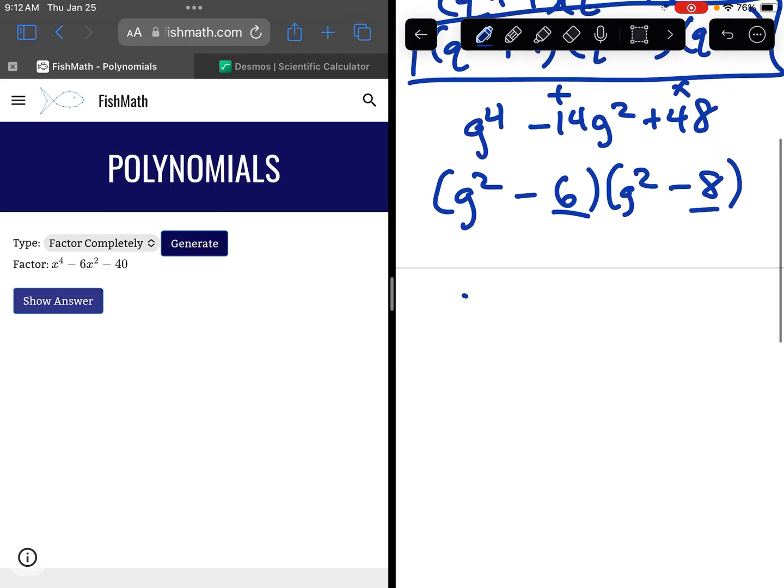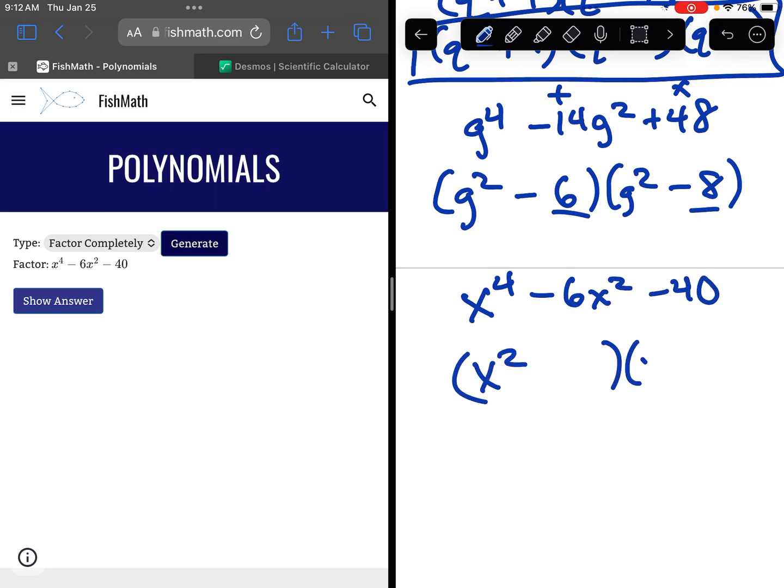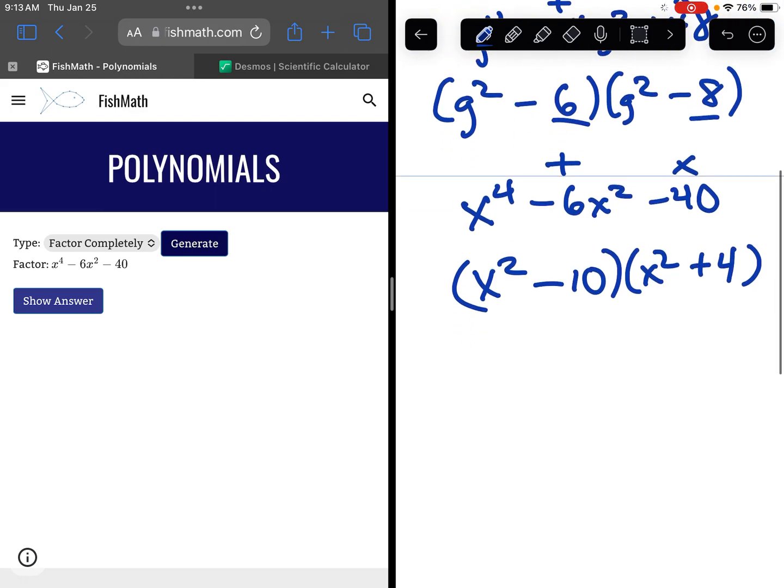Let's try some more. Let's look at this one. x to the fourth minus 6x squared minus 40. Again, very similar. We're going to use x squared in each one, multiplying to negative 40, adding to negative 6. Multiplying to a negative and adding to a negative means we're multiplying with one negative, one positive. This is going to be negative 10 and plus 4. This one is completely factored because 10 is not a perfect square for that difference, and the 4 over here on the right is not a difference. So we're going to be done with that one. Either order is obviously always fine.